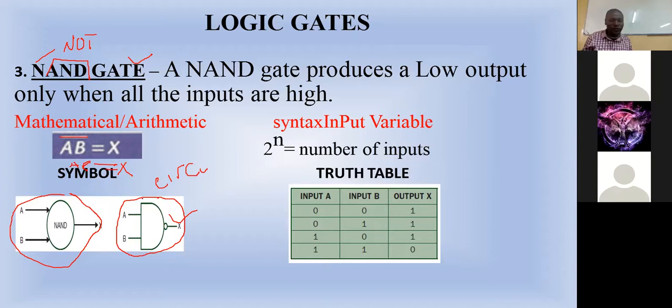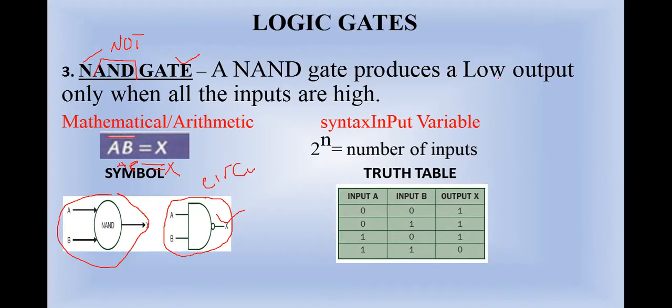And when drawing this symbol, it has a principle to draw it. And this is the principle. A NAND gate produces a low output only when all the inputs are high. If all the inputs are high, there is one there and there is one there, it will give you a 0. That is the principle of a NAND gate, nothing more. Anything less than that, it's going to be high.